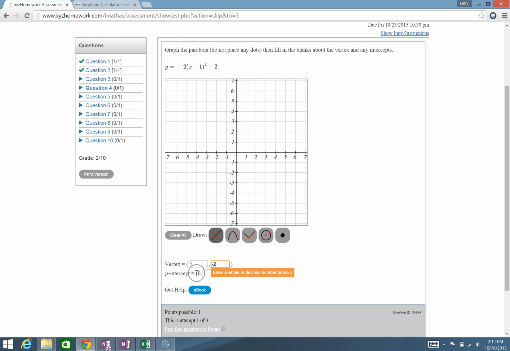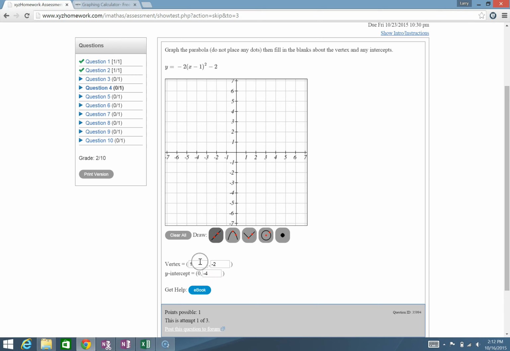This is asking for the y-intercept. All we need to do to find the y-intercept is substitute 0 in place of x. So substituting 0 here, 0 minus 1 would be negative 1. Negative 1 squared would be positive 1. Negative 2 times positive 1, negative 2. Minus 2 is negative 4. You could use your grapher to graph this. So 0, negative 4. All right.